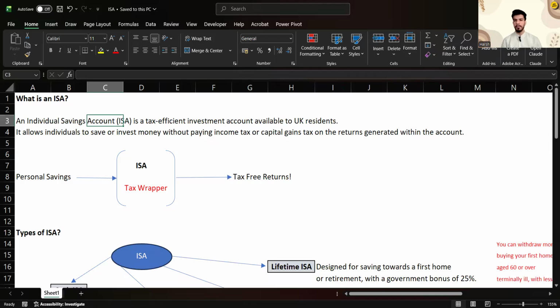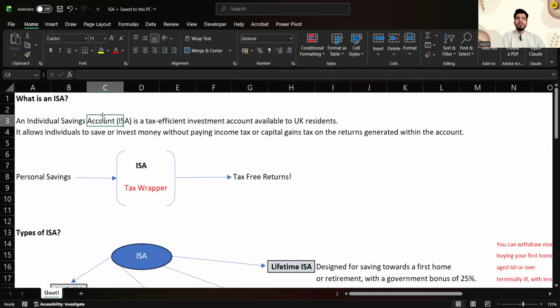What is an ISA? An ISA is a tax efficient investment available to UK residents. It is available to UK residents only. It allows individuals to save or invest money without paying income tax or capital gains tax. And any return you generate on an ISA account is completely tax free. No income tax, and no capital gains tax on your returns.